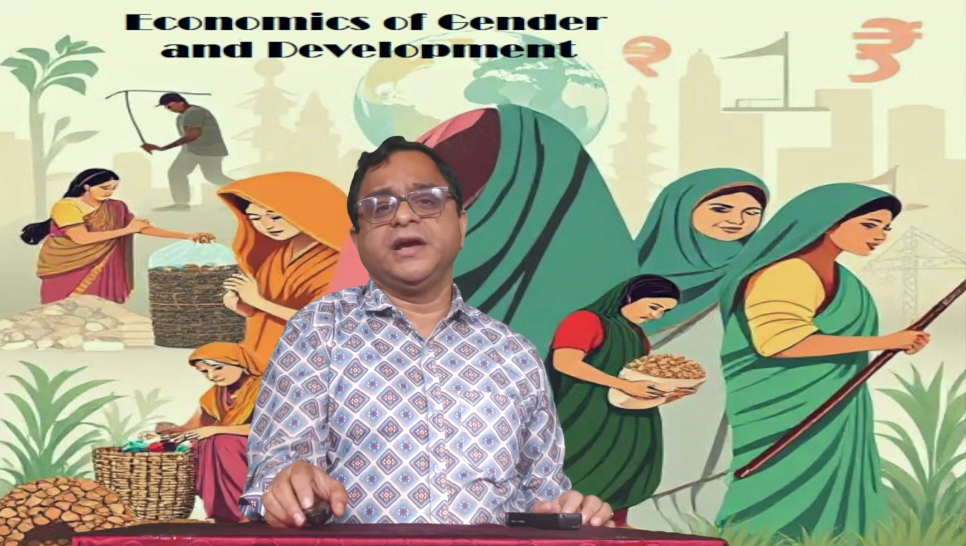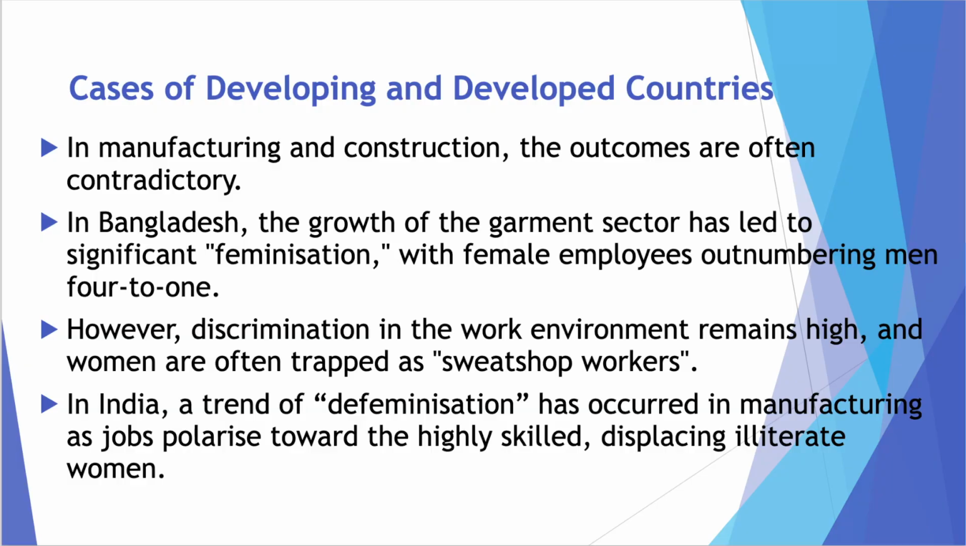And in manufacturing and construction, the outcomes are often contradictory. In Bangladesh, the growth of the garment sector has led to significant feminization, with female employees outnumbering men in the ratio of 4 to 1. That means 4 women against 1 man. These things we also discussed in the previous module. However, discrimination in the work environments remains high, and women are often trapped as sweatshop workers.